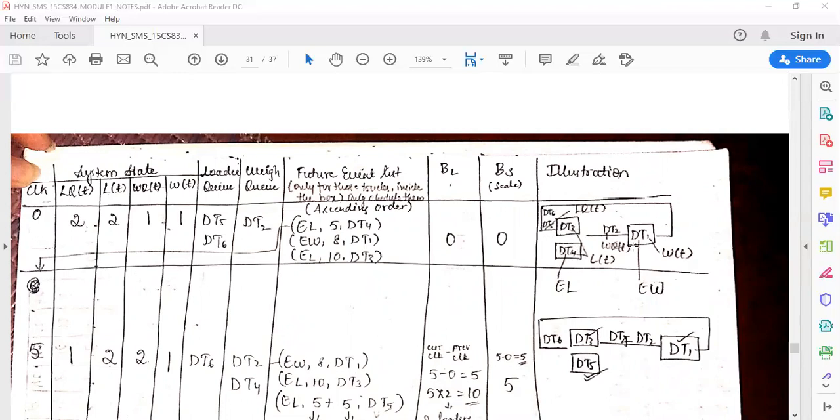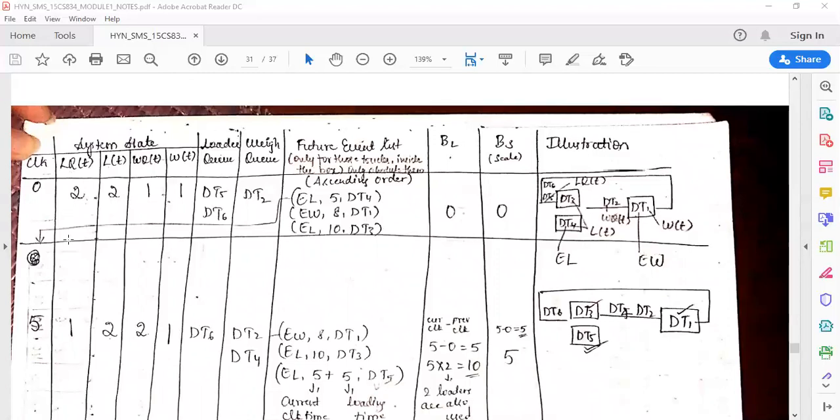Remember, this particular box is for telling that the truck is on the scale. Whatever I write on this particular line is in the weigh queue. Whatever I write here is on the loader. Whatever I write here on the left hand side is the loader queue. And this is for the travel time. So let us solve the problem.